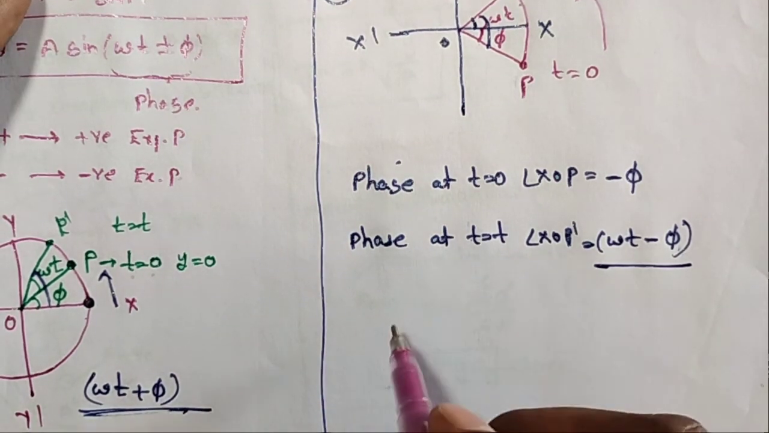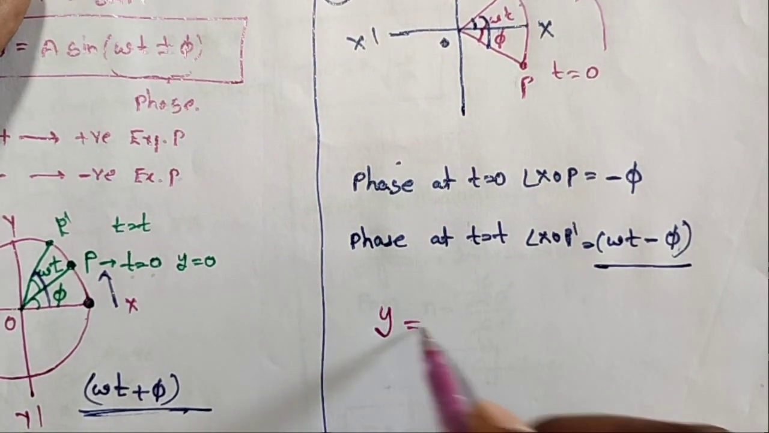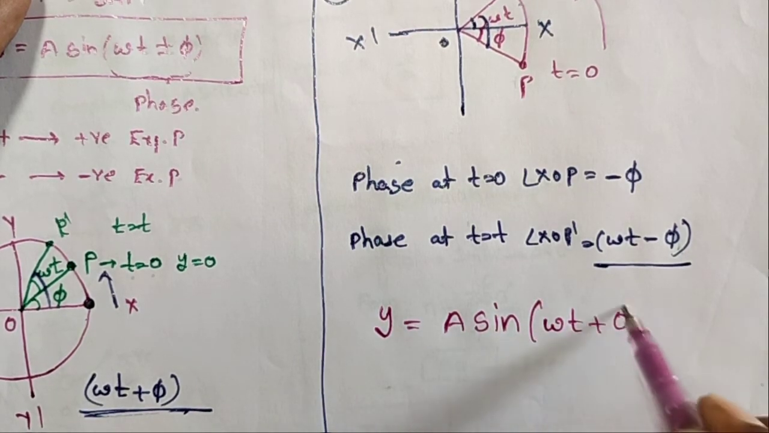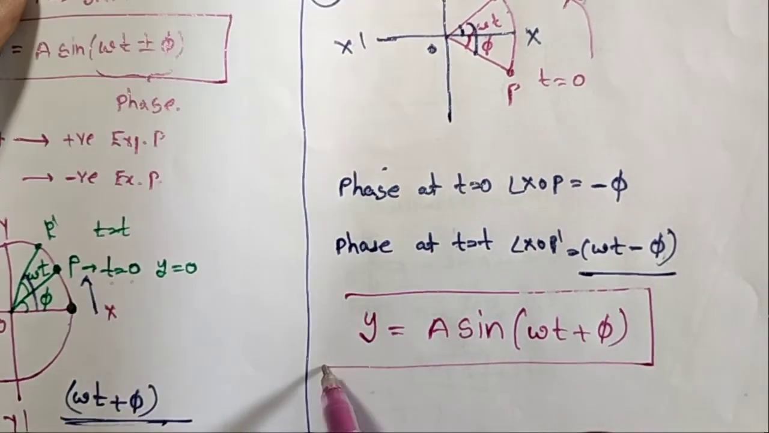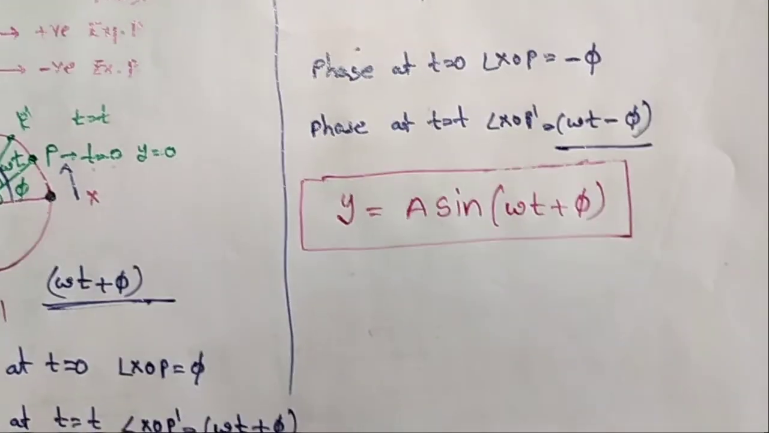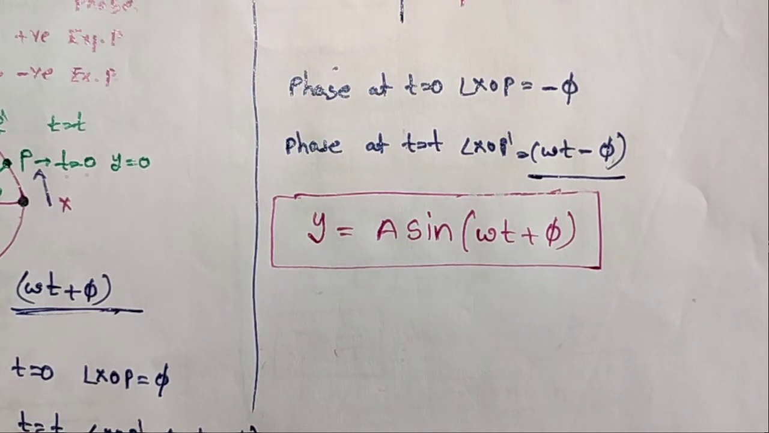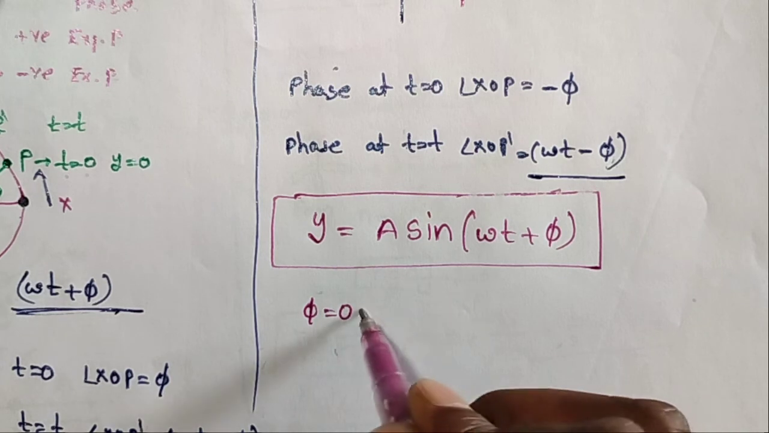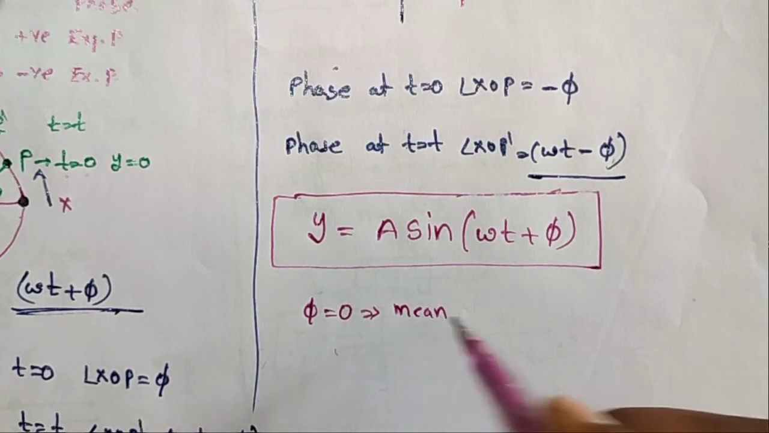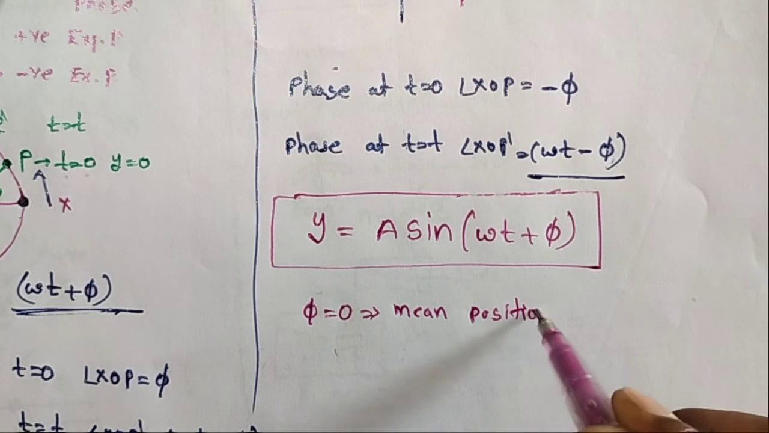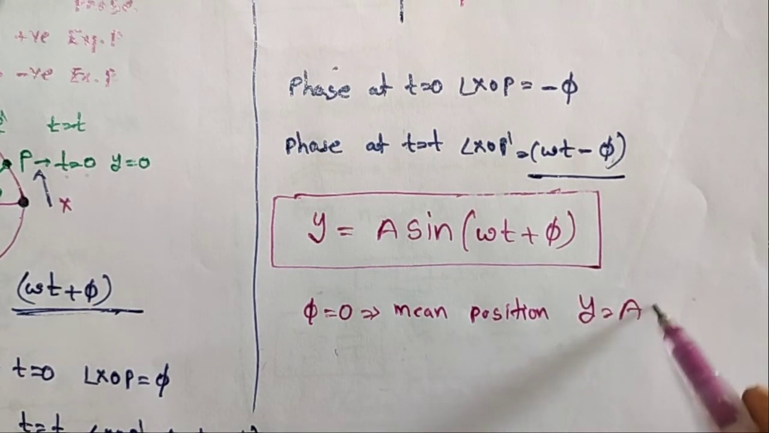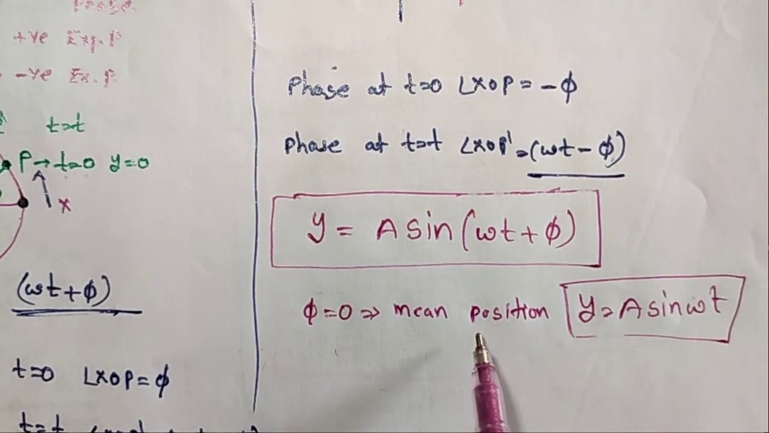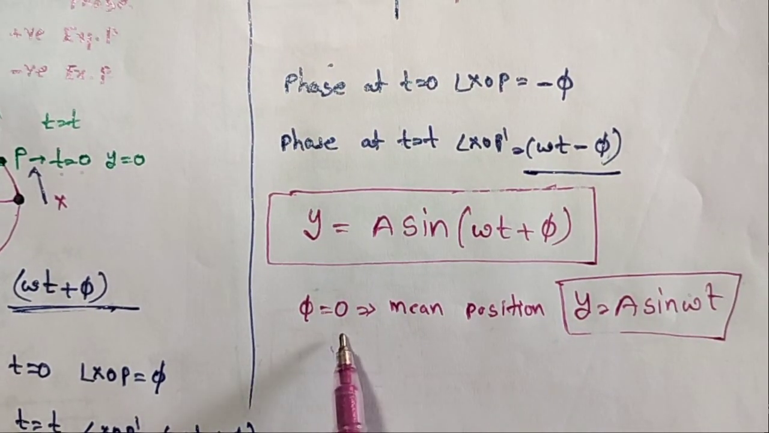So finally, what is the displacement equation with phase? Y is equal to a sine omega t plus phi. This is the general displacement equation of simple harmonic motion. Suppose the particle starts with phi equal to 0, initial phase, at the mean position. For example, mean position. What is the displacement equation? Y is equal to a sine omega t. In all the earlier concepts, I took the particle starting at the mean position, epoch equal to 0.